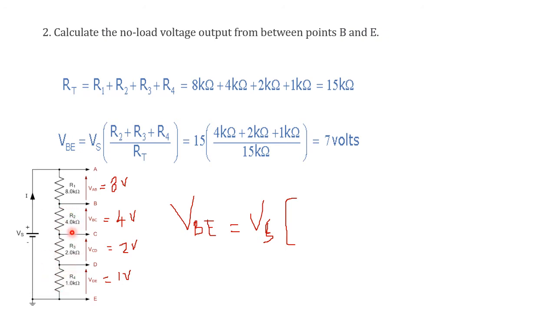So here the R2 is 4 kilo ohm, R3 is 2 kilo ohm, R4 is 1 kilo ohm. So likewise here the Vs into, you have to add all the 3 resistors here, R2 plus R3 plus R4 over total equal resistor. So now we can substitute the value. So the Vs is 15 voltage and the R2 is 4 kilo ohm, R3 is 2 kilo ohm, R4 is 1 kilo ohm over RT is 15 kilo ohm. Then that will be equal to 7 volts. So the voltage drop across point B and point E is 7 voltage.